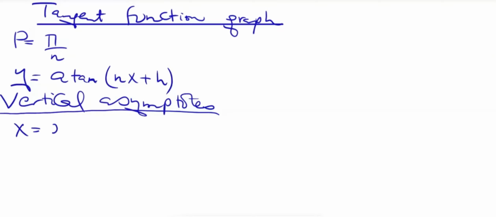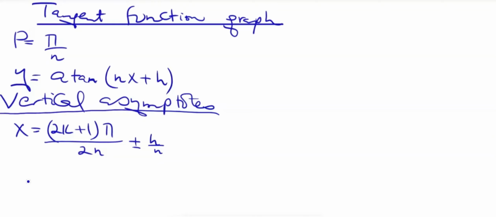So you do (2k plus 1) pi over 2n, plus or minus h over n. So h is the translation, and n is the dilation factor from the y-axis. If it's minus, we minus. If it's plus, we plus.